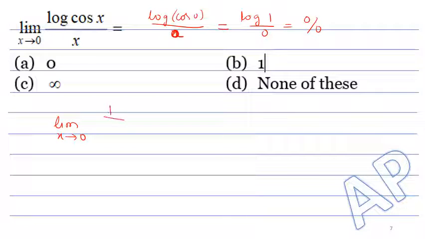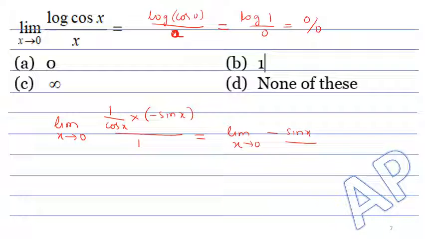That is limit as x tends to 0 of derivative of log cos x, which is 1 by cos x into derivative of cos x, minus sin x, divided by derivative of x, which is 1. That means I have limit as x tends to 0 of minus sin x by cos x, that is minus tan x here. When you put x equals 0, this will be minus tan 0, which is equal to 0. So option A is the correct choice.